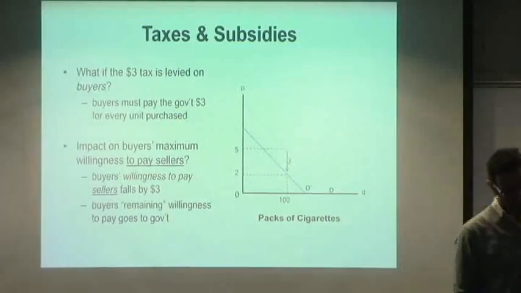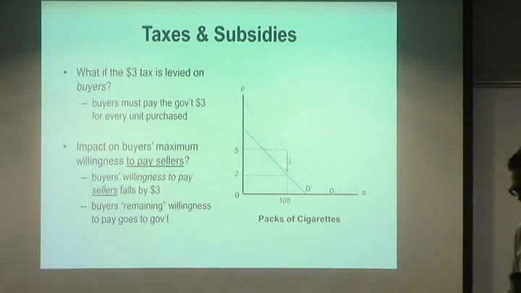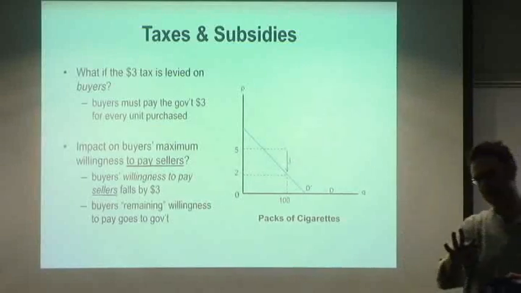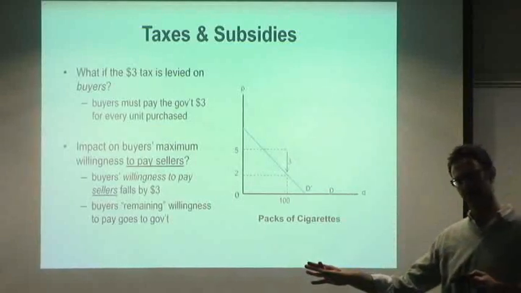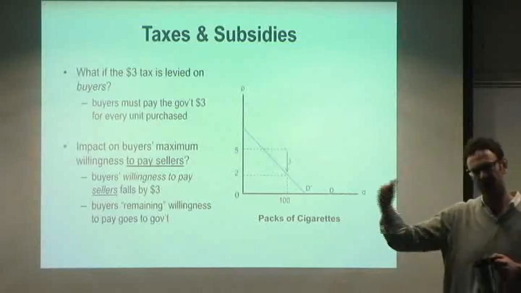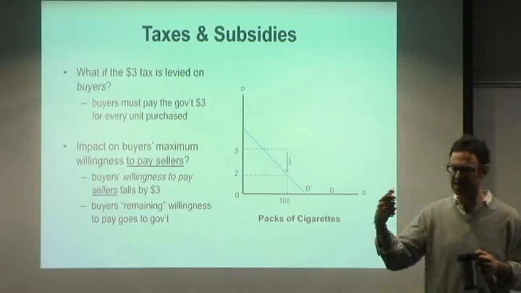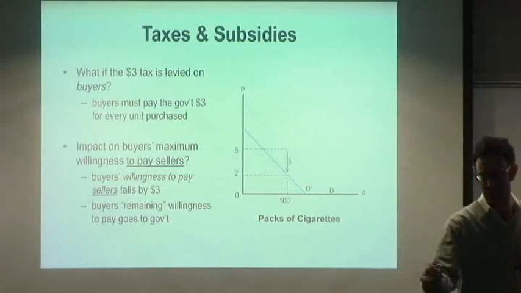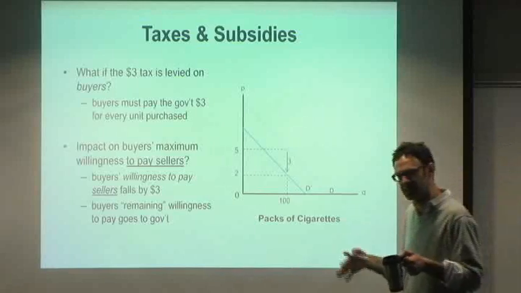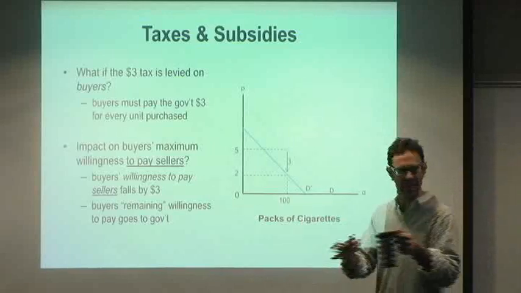What happens if the government decides to levy a $3 tax on cigarettes, not on sellers, but on buyers? Now from the time that a pack gets sold, it's the buyer's responsibility to write a check to the government. So the legal incidence in this case falls on the buyers now, not the sellers.